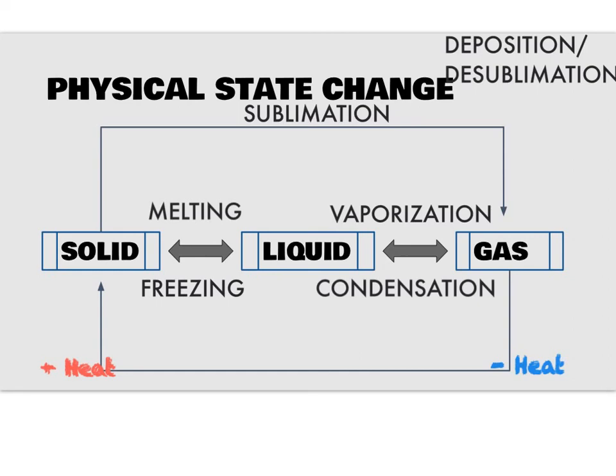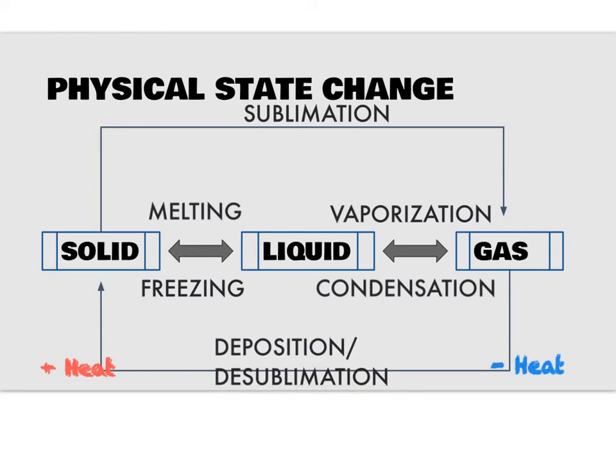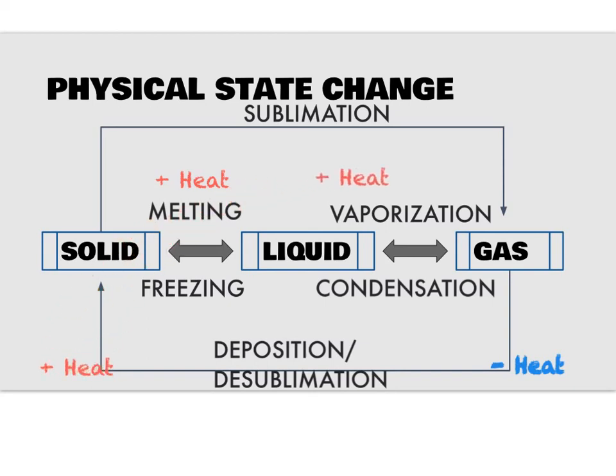And then to take that carbon dioxide and compress it into a solid, we call that desublimation or deposition. So in order for a solid to melt to a liquid, it usually requires heat. We're going to add heat for that physical state change to occur. For a liquid to become a gas, also, we're going to add heat. And in the case of sublimation, we're going to add heat.